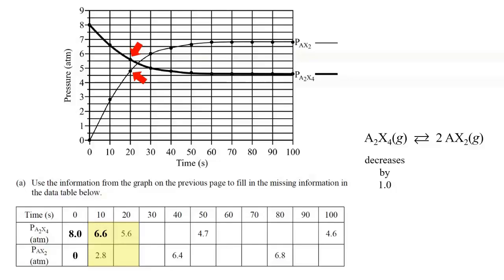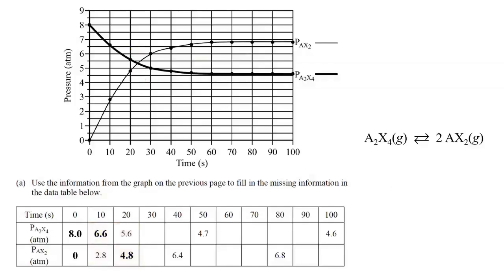The pressure of the product should increase by twice that amount, or 2.0 atmospheres. So 2.8 plus 2 is equal to 4.8 atmospheres, which is what we see on the graph.